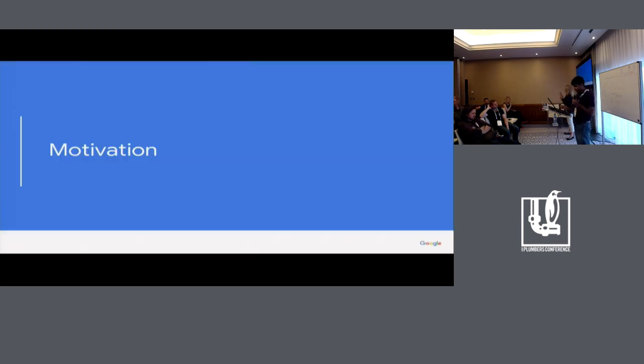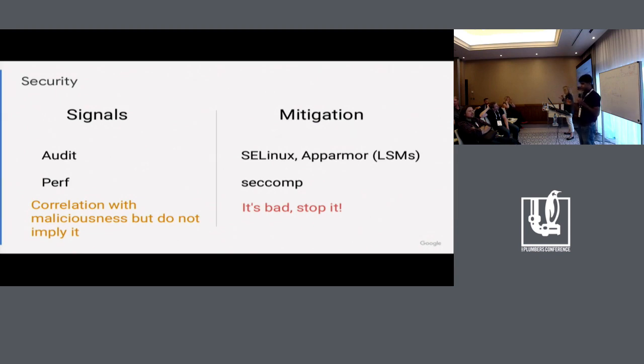Why do we want to do that? Well, signals and mitigation, and these are not Unix signals. These are signals that allow you to detect malicious activity. They go hand in hand. A signal you can define roughly as something that could correlate with maliciousness, but it doesn't imply that. And I'm going to give some examples there.